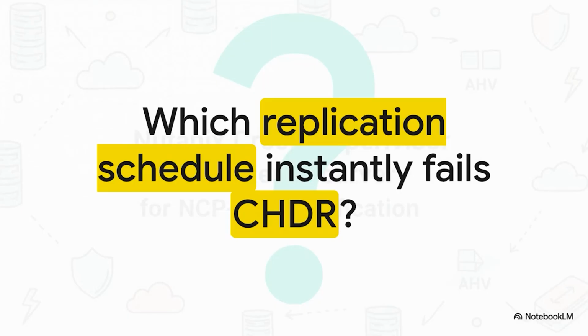I want to wrap up this explainer with a quick question just to test your retention. Imagine you're designing a disaster recovery plan right now, and the requirement is to move VMs between ESXi and AHV. Which replication schedule is going to instantly fail your entire design? Think about it. If you said synchronous replication, you hit the nail right on the head. Remember, you have to stick to asynchronous or NearSync for cross-hypervisor failovers.